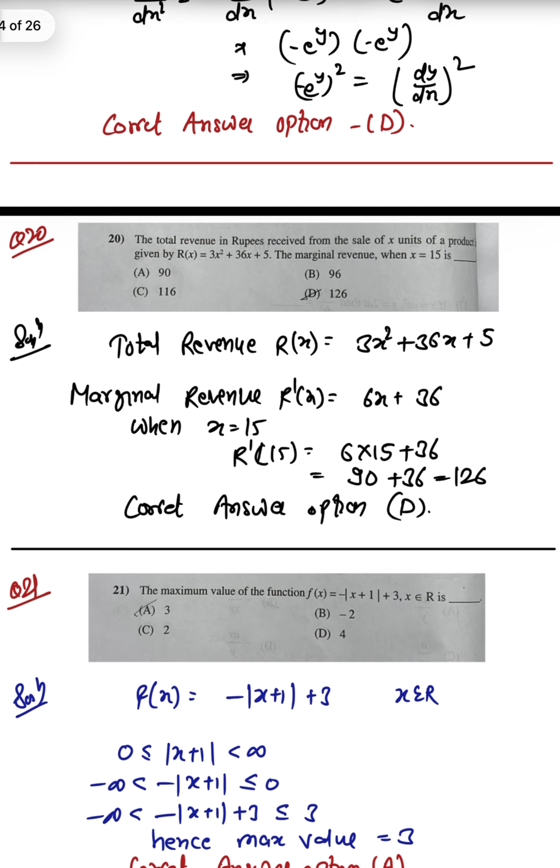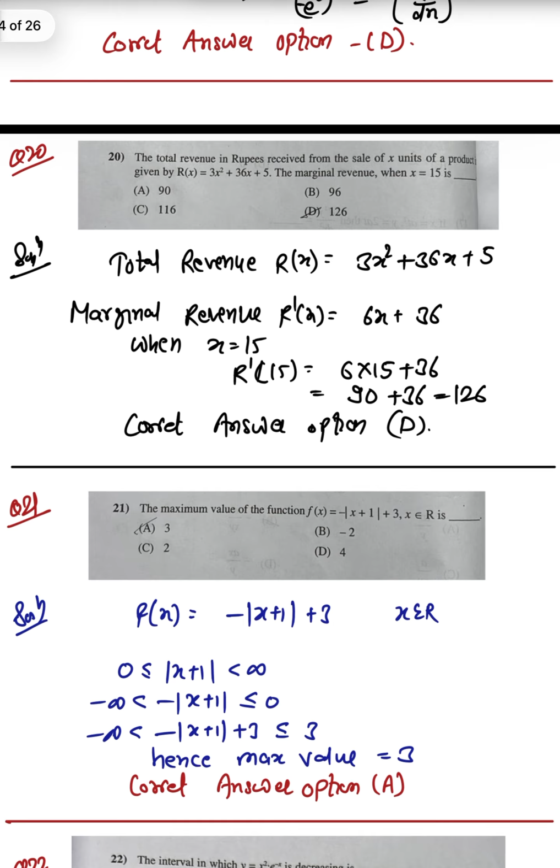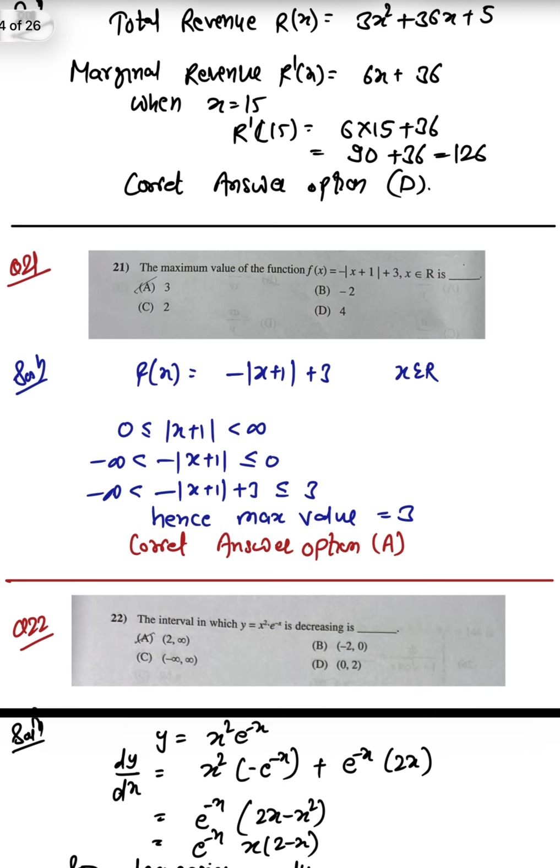20th problem. Total revenue in rupees is given from the sales of x units, R(x) is given. The marginal revenue is being asked. So we have to differentiate that for marginal revenue, and we'll put the value of x at the given point. So we'll get option D, 126, as the answer.